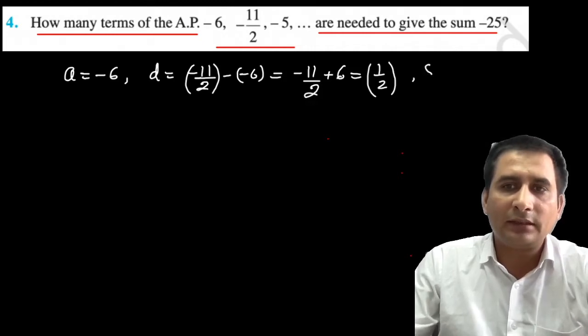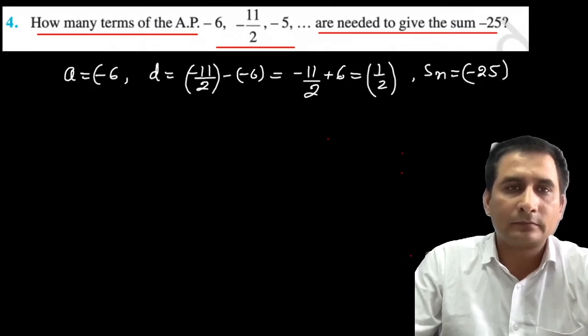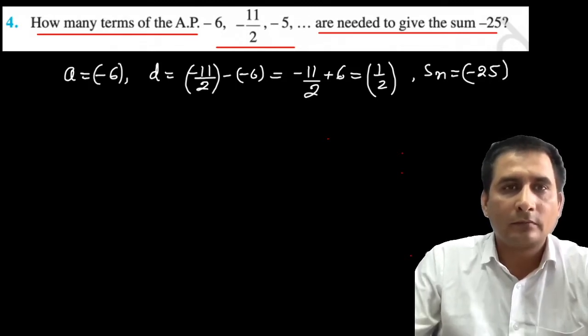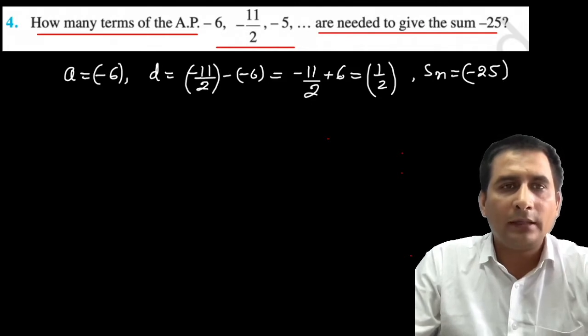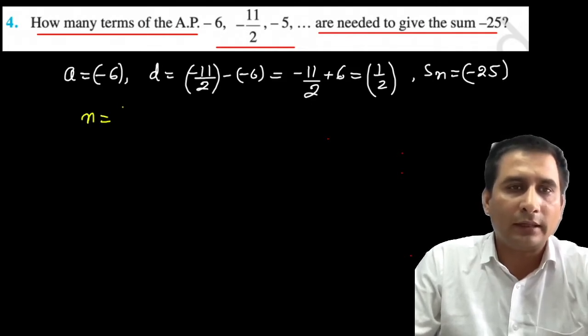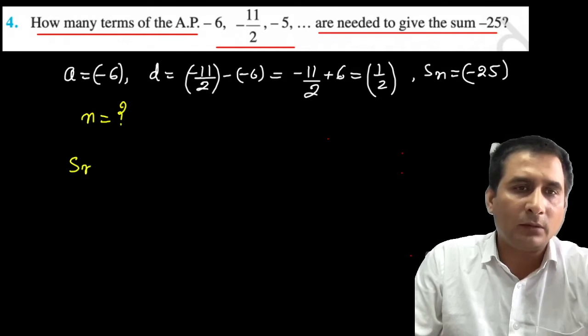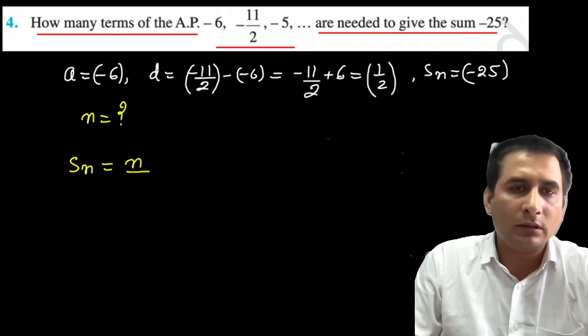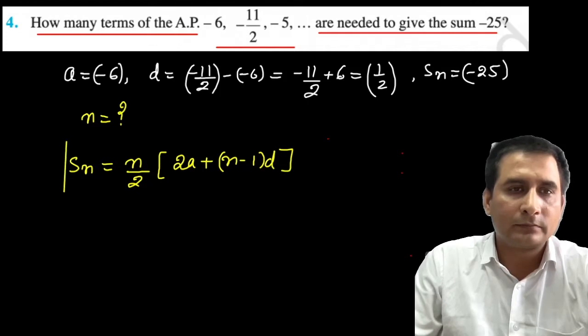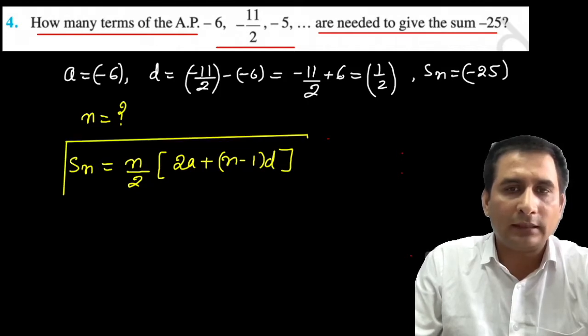And what is Sn given here? Sn is given as minus 25. So what we need to find in this question? N. How many terms? So n we need to find, right? So now let us apply the formula, and note this question in your notebook and try to solve it. Apply this formula n by 2 into 2a plus n minus 1 into d. So this is the formula to find out the sum. Put all the values to get the answer.